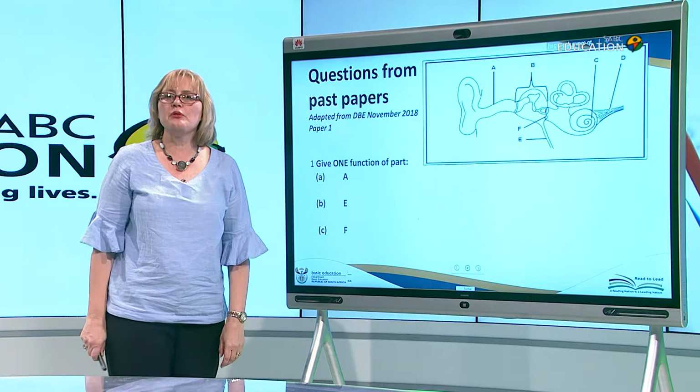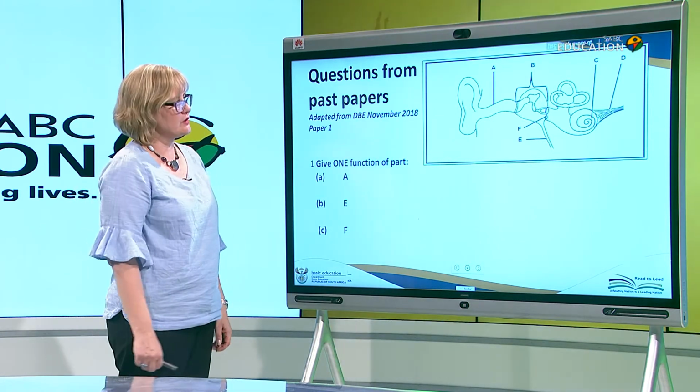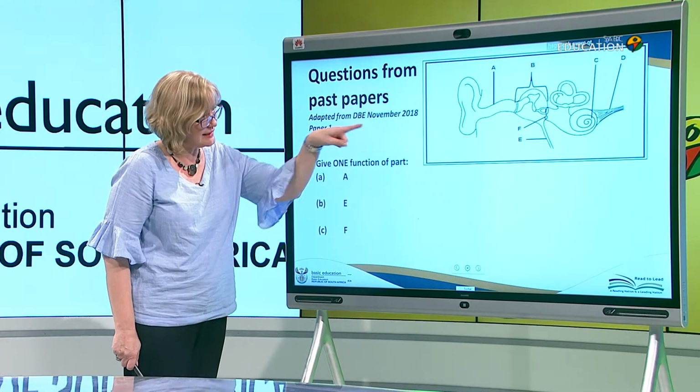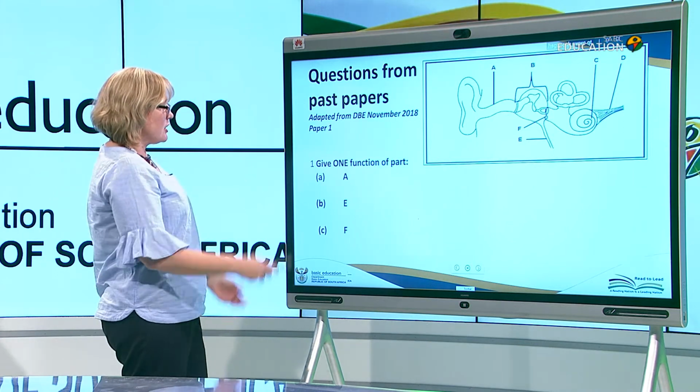Let's look at a couple of questions from past papers. Right, so there's your picture. And hopefully when you have your paper in front of you, you will know that that's the ear. I hope you don't think that is the bladder or the eye or the male reproductive system or something like that. No, you must know your structures in your diagram. Right, that's an ear.